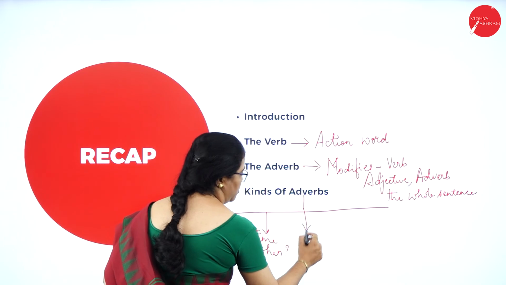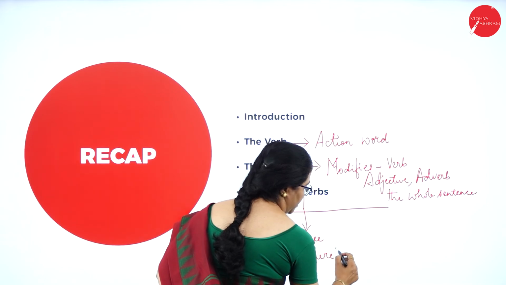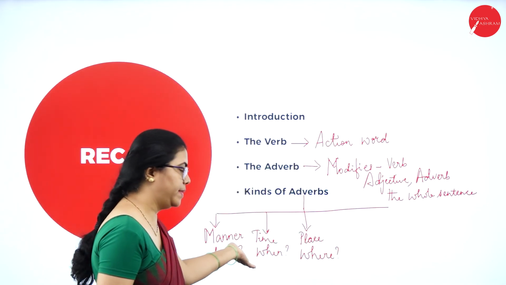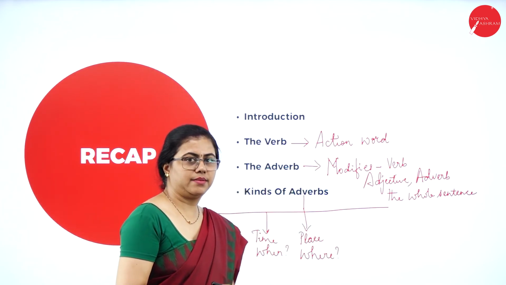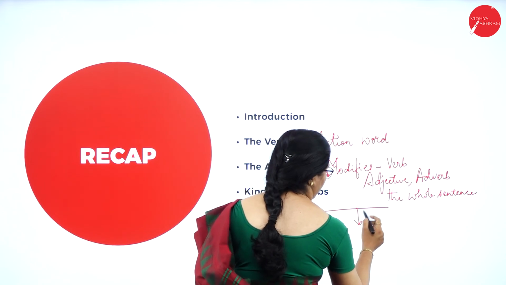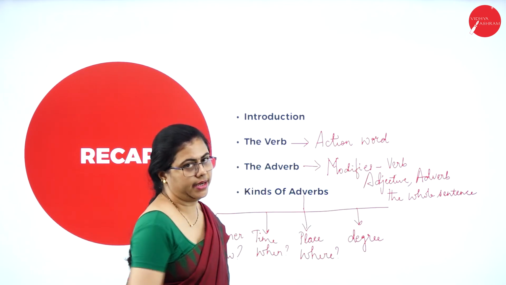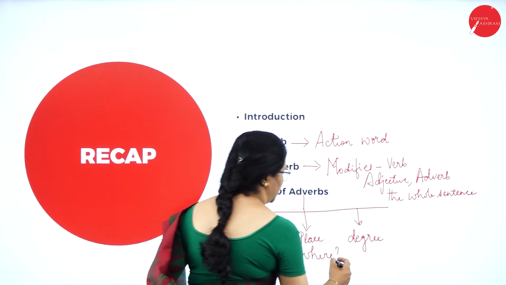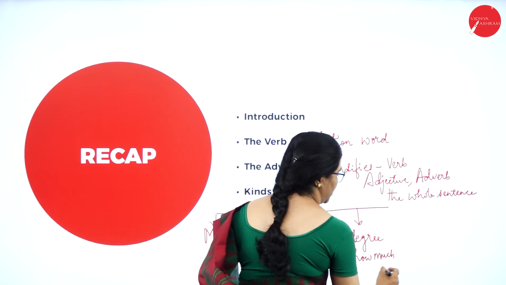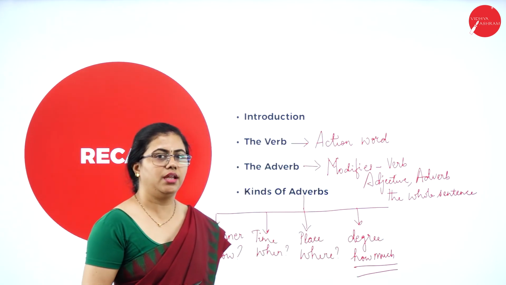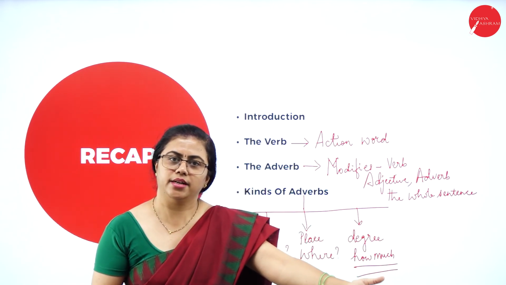Then we have adverb of place. It tells us where the work has taken place. Examples: here, there, outside, inside. All these come under adverbs of place. Then we learnt about adverb of degree, to what extent something happens. To identify it, you can ask how much. This is not the correct way of questioning, but to identify, you can ask the question how much, for that adverb or adjective.